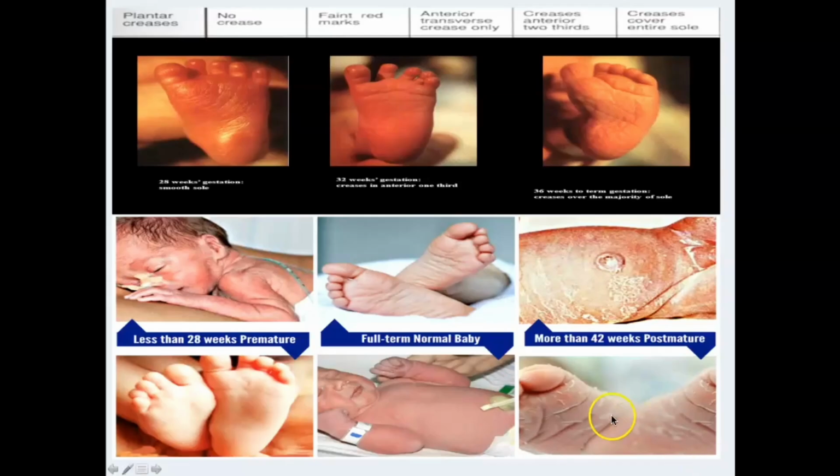This is just another slide showing the difference in a premature baby's feet, where it's more smooth, versus a 36-weeker or term gestational baby. More than 42 weeks is when you're going to see more of the skin peeling and flaking. The premature babies also have more transparent skin where you can see through their skin. So these are just showing some of the changes that distinguish a preterm infant from a full-term or post-term newborn.